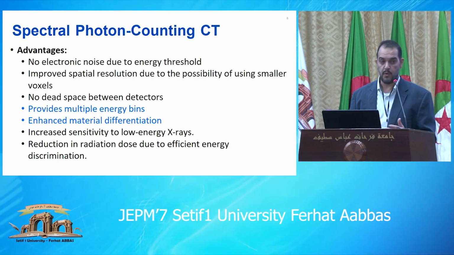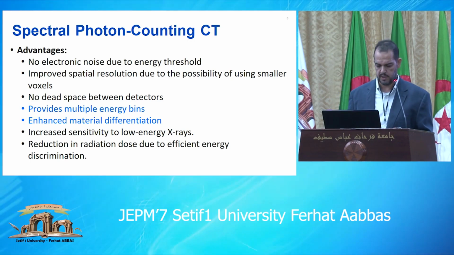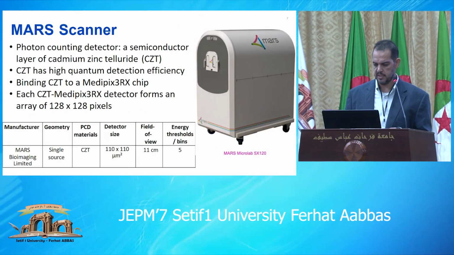We can exploit this for material differentiation, and that's what we will be speaking about today, material decomposition, which was done by two of the students. We can also reduce the dose. Spectral CT imaging allowed the physicists to obtain lower dose with higher image quality than conventional CTs.